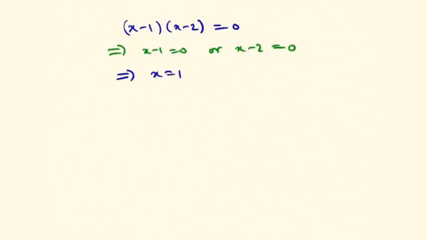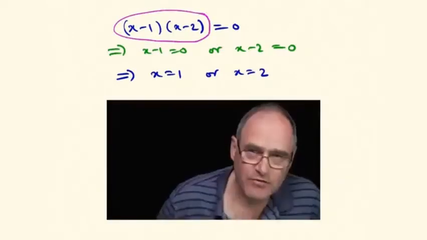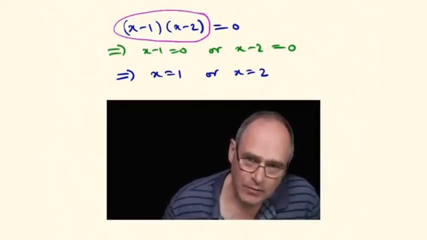If we revisit an example from the previous video, we saw in 2 steps that x is equal to 1 or x is equal to 2. So the expression x minus 1 times x minus 2 is equal to 0 precisely when x equals 1 or x equals 2.